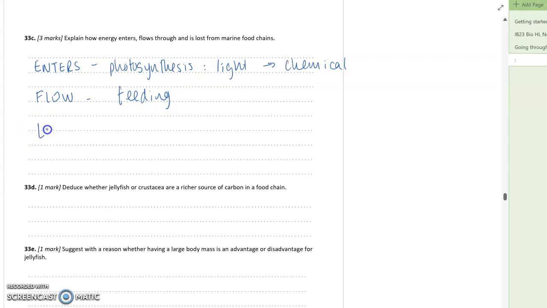And then how is it lost? Well, there are a bazillion ways that it's lost. You could lose it as heat through respiration. You could say that you've got dead material that is undigested and becomes fossilized, that sort of thing. You could say that only about 10% of energy is passed on to the next trophic level. So there's lots that you can say in the lost part.